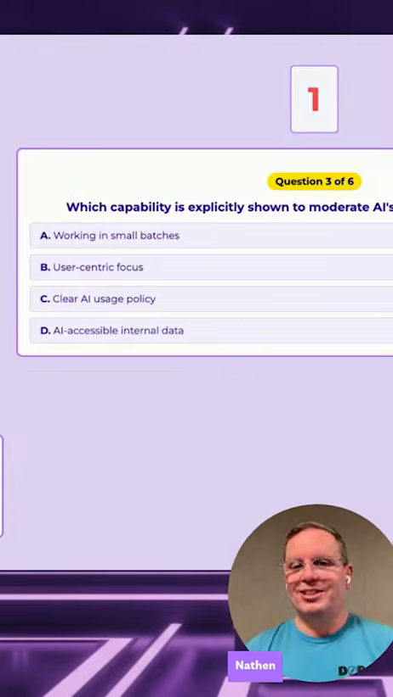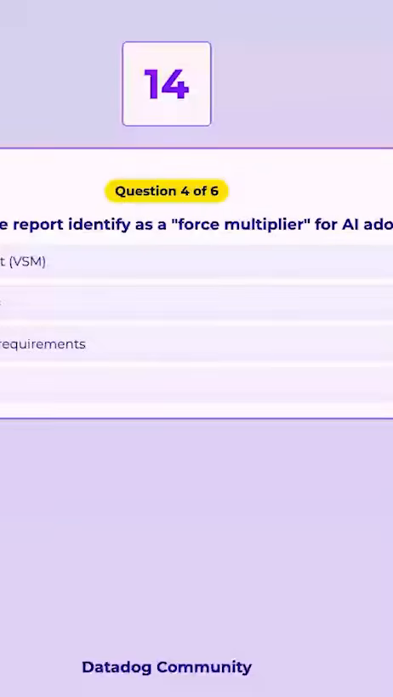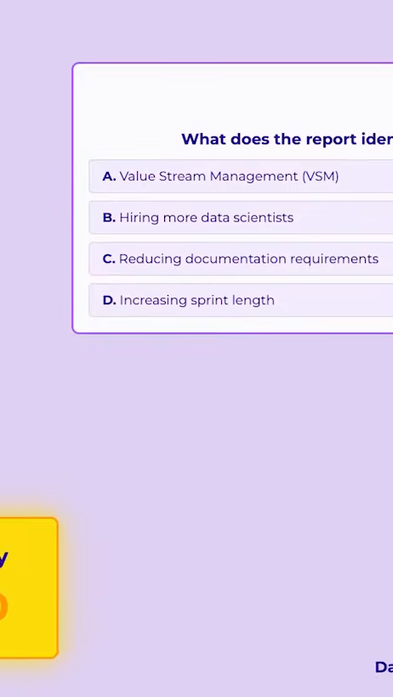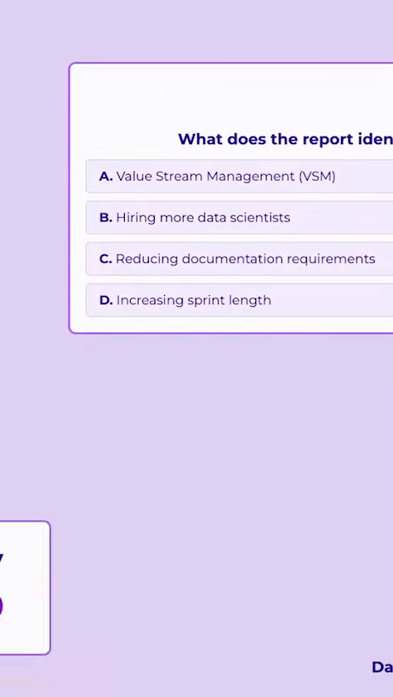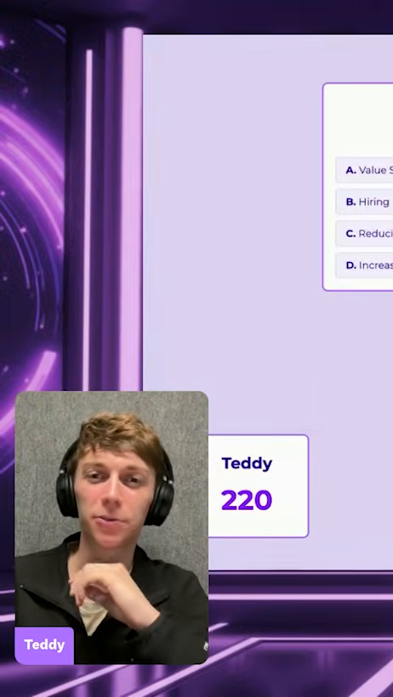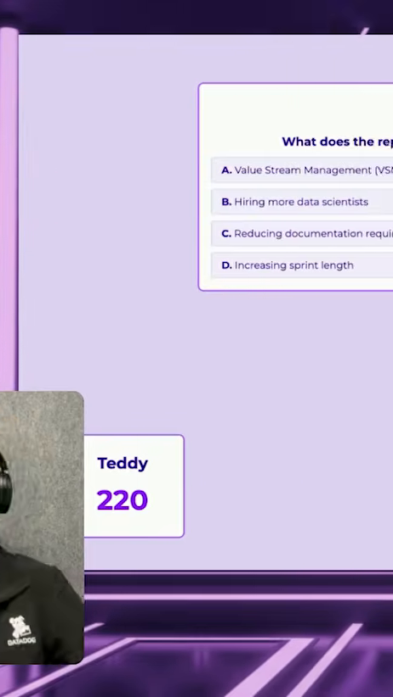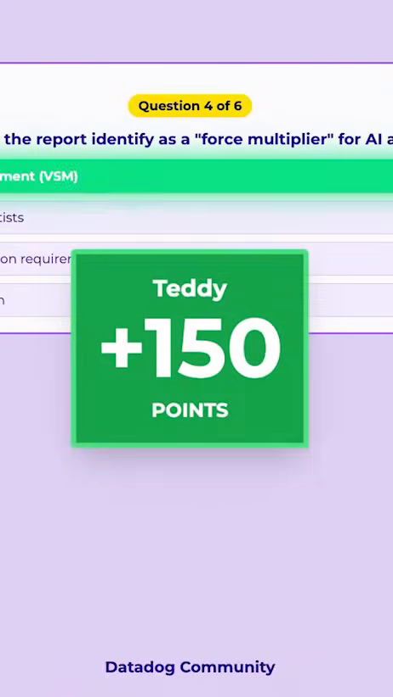All right, contestants, let's move on to question number 4. What does the report identify as a force multiplier for AI adoption? All right, let's see. Teddy, you've chimed in first. What is your answer? I will go with value stream management. That's correct, Teddy. Congratulations. Value stream management is, in fact, something that is a force multiplier for AI adoption.